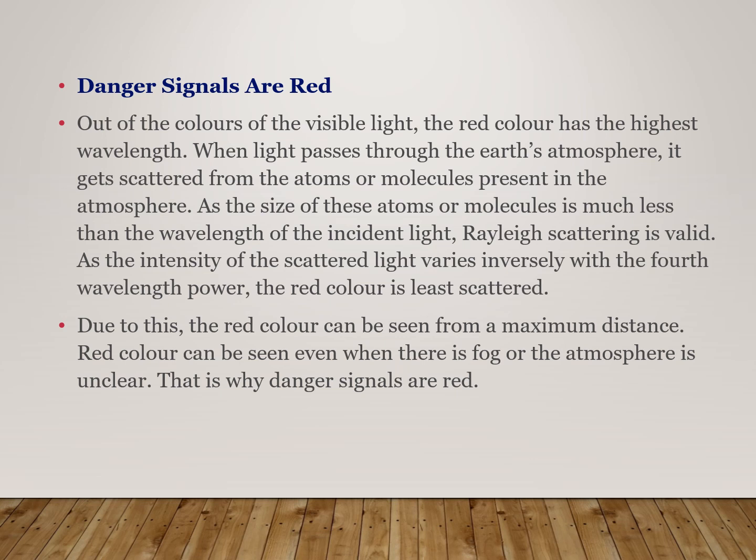As the intensity of the scattered light varies inversely with the fourth power of the wavelength, the red color is least scattered. Due to this, the red color can be seen from a maximum distance. Thus, red color can be seen even when there is fog or the atmosphere is not clear. This is the reason the danger signals are red.